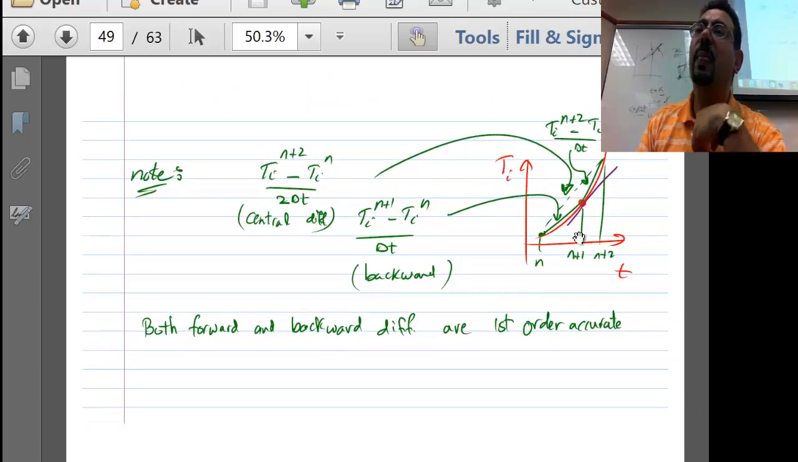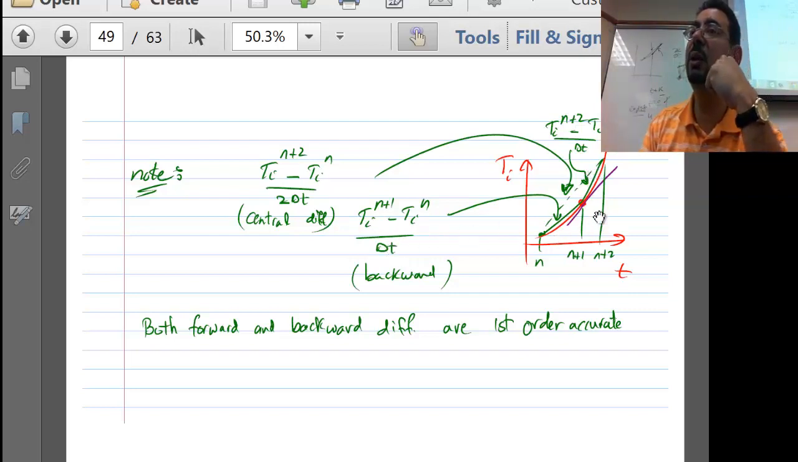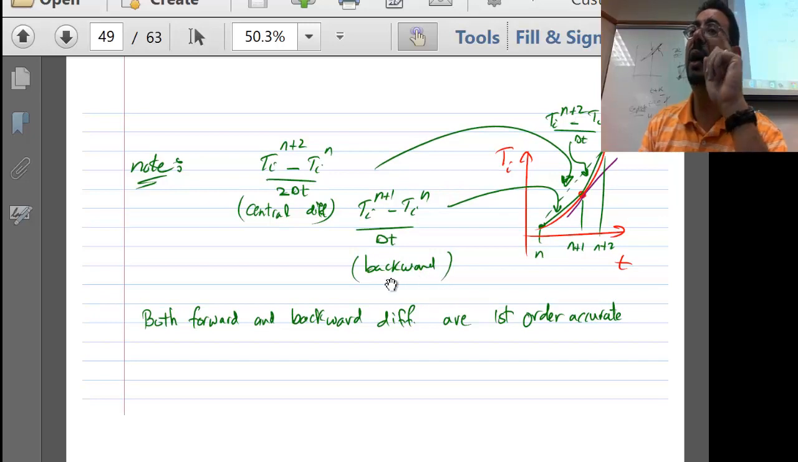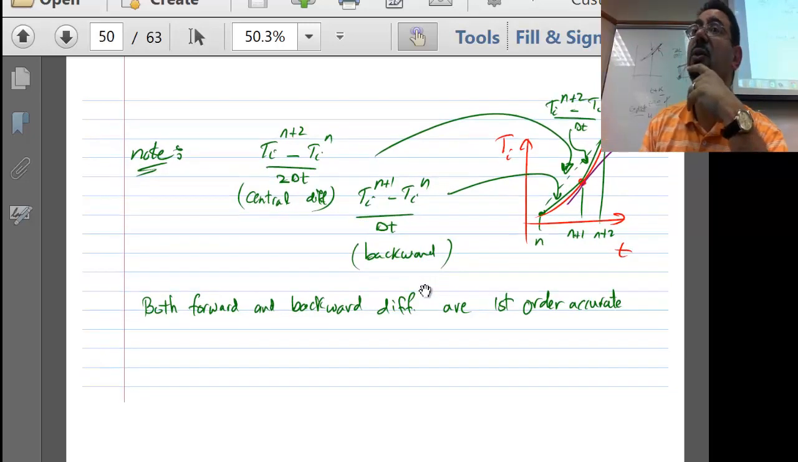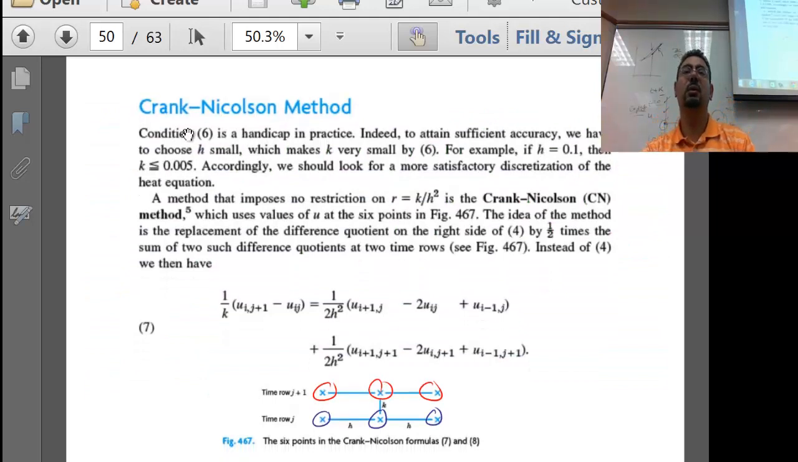Okay. So again, I'm commenting that the forward difference that we did in the explicit method and the backward difference that we did in the implicit method, they are not accurate, right? The central is more accurate. So the implicit solved the stability, but it didn't solve the accuracy. So that's why this method.